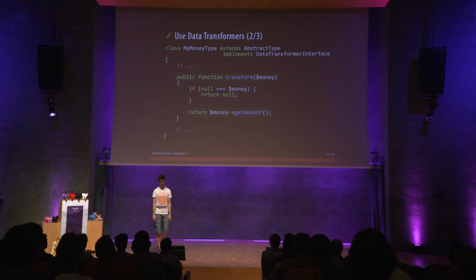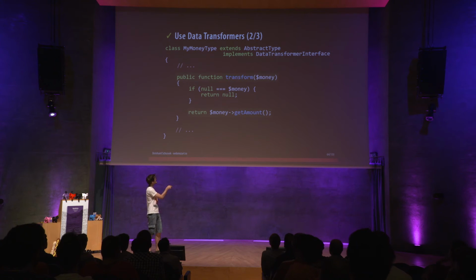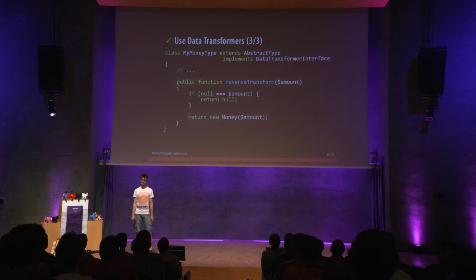And here you would do something like this. Transform would take a money object and convert it to a string or integer. And reverse transform would take the submitted value, the string or integer, and convert it back to the value object. It's actually a very simple technique.